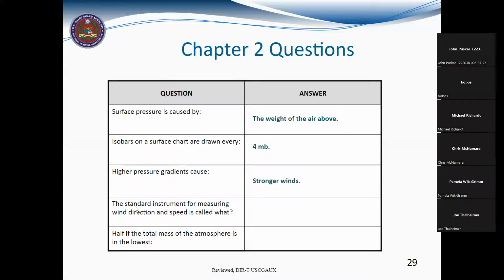Dave Bobos, the standard instrument for measuring wind direction and speed is called what? Anemometer. Correct. Michael Richard, half of the total mass of the atmosphere is in the lowest. You had to read your book pretty good to get this one. You there, Michael? I'm here. You remember this one? Half of the total mass of the atmosphere. They're looking for the altitude here. If you're a pilot, it's the flight level.